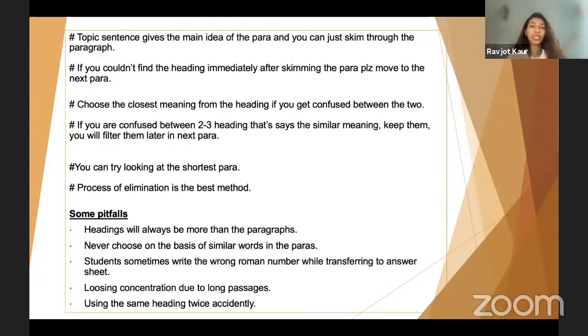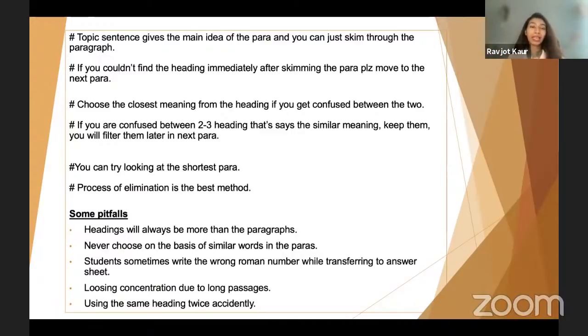After you choose the closest meaning, then you can figure out what is the correct heading to that paragraph. If you're confused between 2 to 3, then just filter out and read the closest meaning again. Do not get confused. Do not stress yourself just for one paragraph or just for 2 to 3 headings. Please read ahead. You can try looking at the shortest paragraph. When you're reading the paragraphs, there will be huge paragraphs. So for example, A to H, you got paragraphs and they are pretty long. So it becomes really difficult to give a heading to them, and you're not able to read all of them.